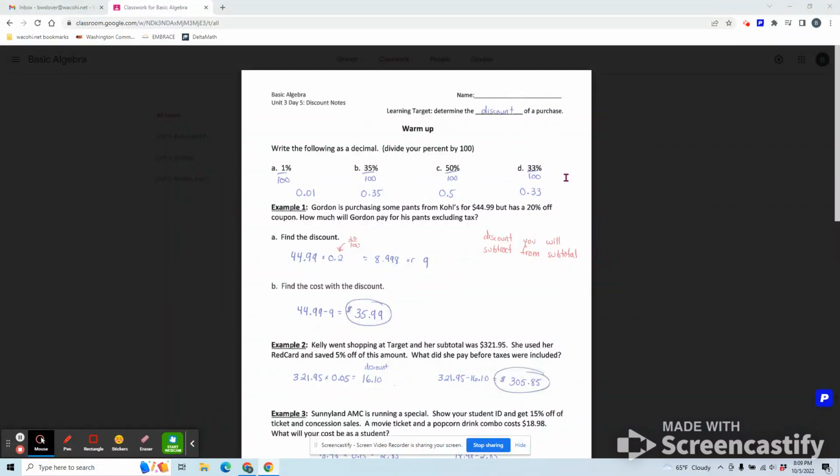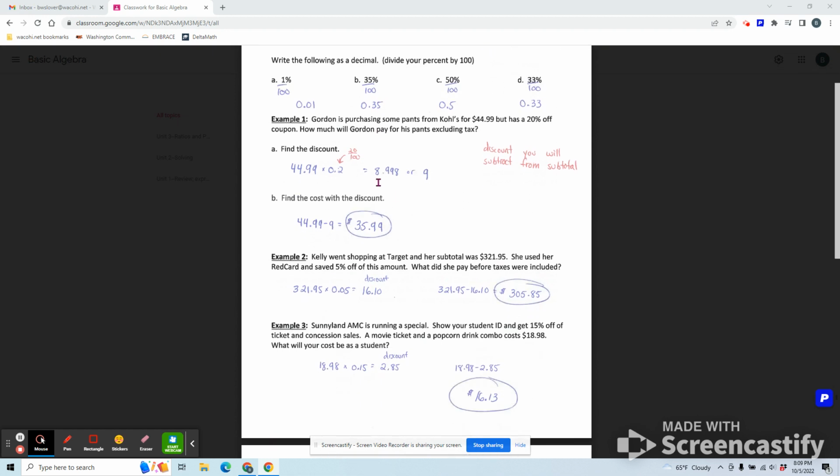Silver's Math. Today we're going to talk about discount. You're going to be able to determine the discount of a purchase. So the warm-up is getting us ready to take those percents and turn them into decimals, just like we did the other day with taxes. So here we go.